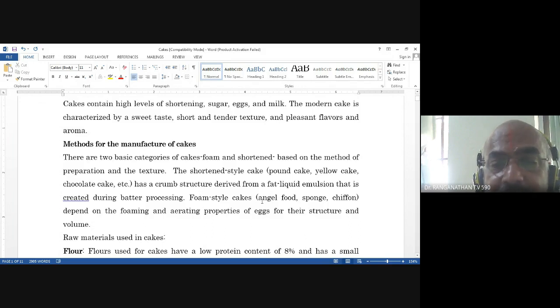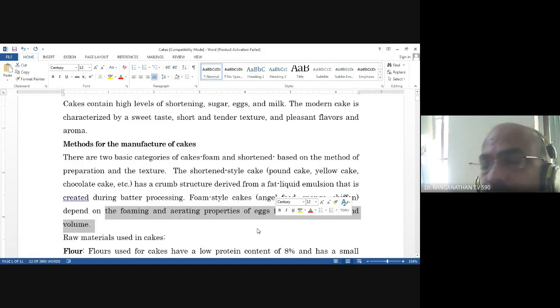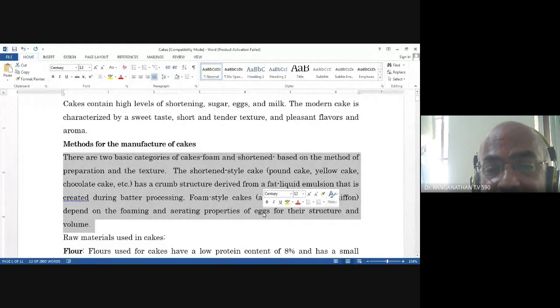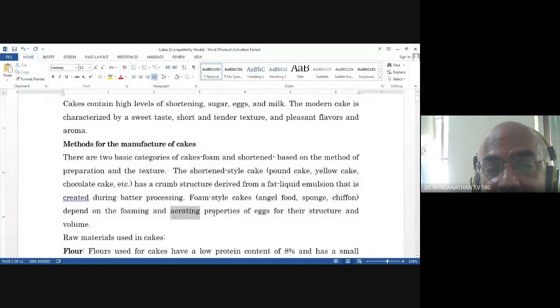Foam style cakes are angel cake or chiffon, which is the foaming and aerating of egg. What is the difference between these two? We'll see subsequently later. So here it is the aeration of the egg playing an important role. Here it is more to do with the amount of fat added. I think your devil's delight and other things, or your chocolate cake.